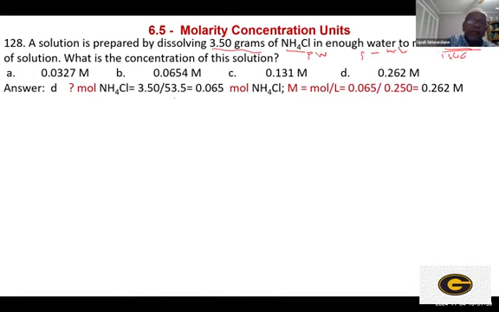This is the formula mass of ammonium chloride. You have to calculate it. 53.5 grams divided by formula mass, you get the moles. Moles divided by 0.250. That's the liters of the solution. This is the moles of ammonium chloride. You get 0.262. That's the D is the correct answer.